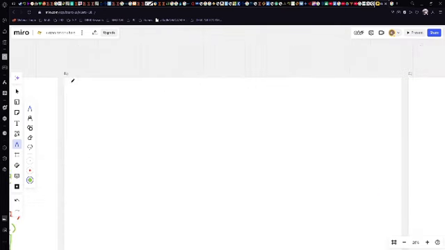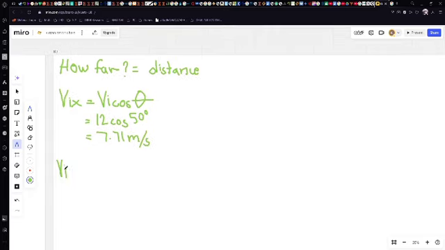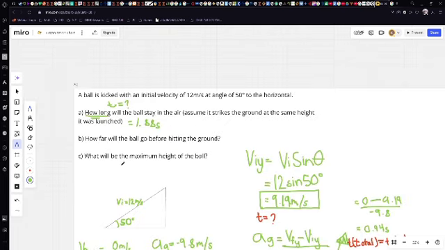So to find out how far the ball will go before hitting the ground, what we need to do first is find the initial velocity of x, which is initial velocity times cos of the angle of projection. So 12 cos 50 degrees, which gives you 7.71 meters per second. Next, we multiply the initial velocity of x by the time, which is 7.71 times 1.88, which gives you 14.49 meters. So moving on to the third problem, what will be the maximum height of the ball?